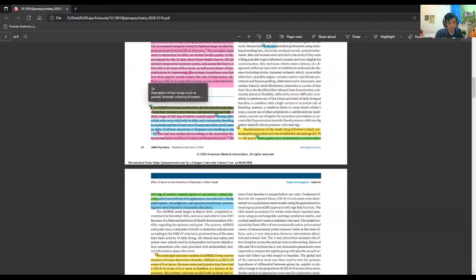If you can see here, the ASPREE trial was a multi-center, double-blinded, placebo-controlled, primary prevention randomized clinical trial of daily usage of 100 milligrams of coated aspirin. So it's basically multi-center, double-blinded, and placebo-controlled.